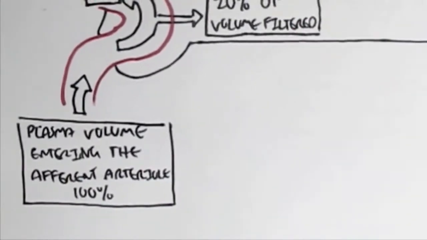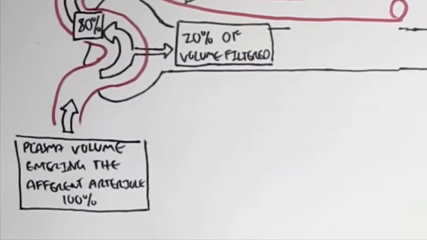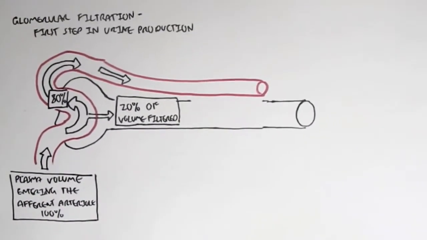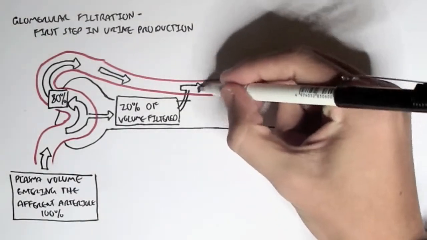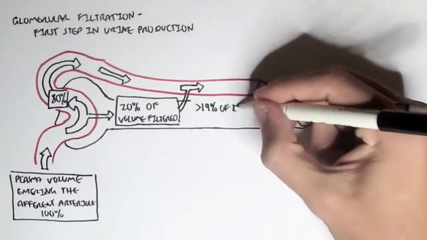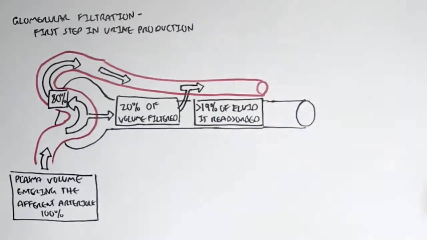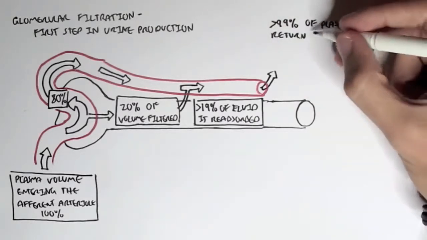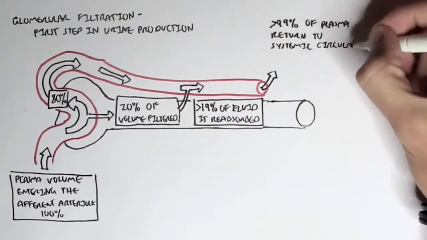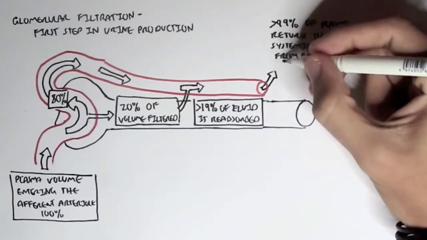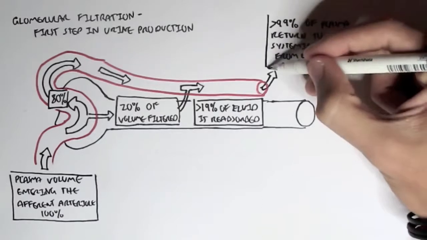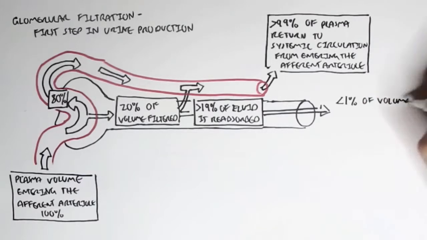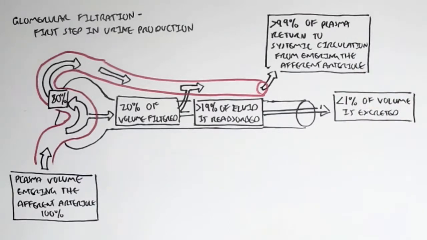So, plasma volume entering the afferent arteriole is about 100%. 20% of this is filtered into the nephron, leaving 80% still in the arteriole, in the bloodstream. This 20%, which has just been filtered, more than 19% of it will actually be reabsorbed by the blood. And so more than 99% of the plasma returns to systemic circulation from entering the afferent arteriole, meaning that we have less than 1% of the volume of the plasma actually excreted. I hope this makes sense.